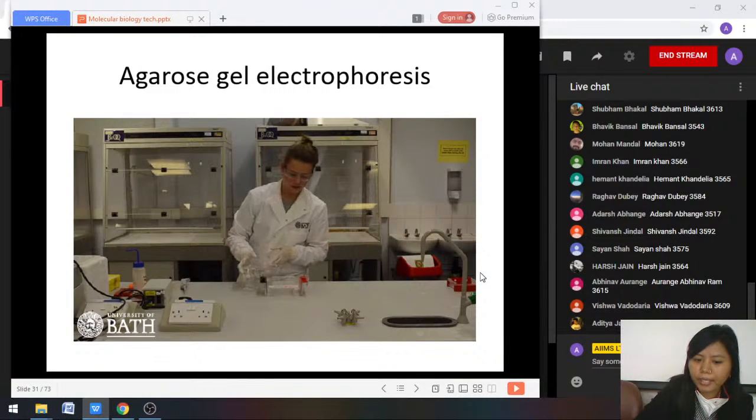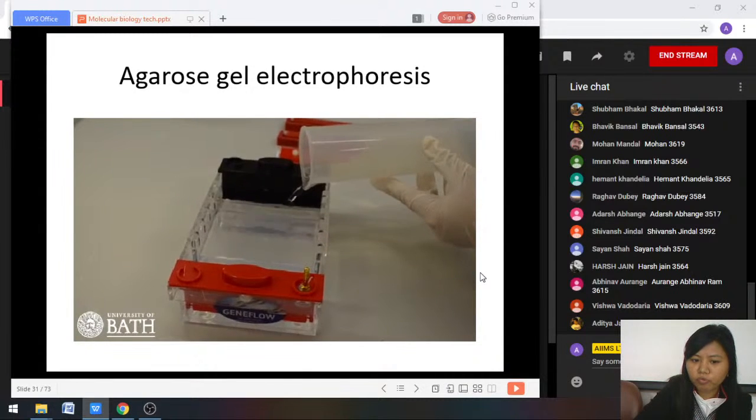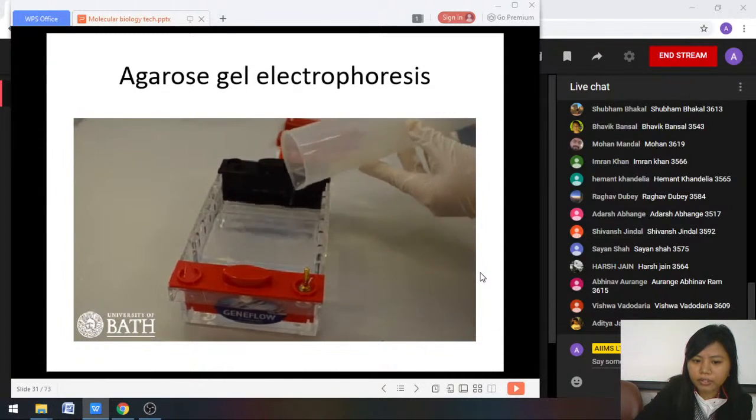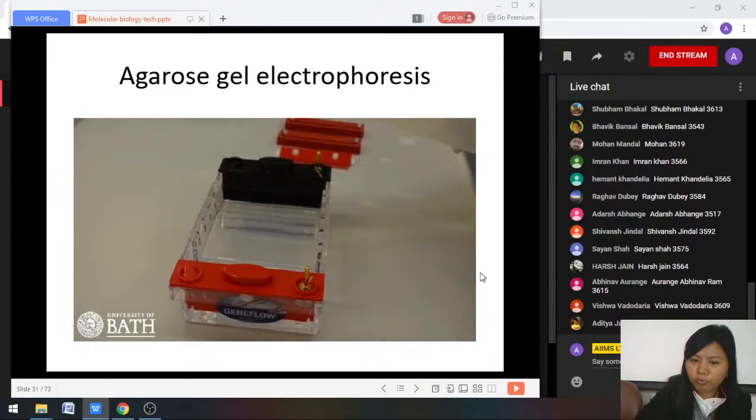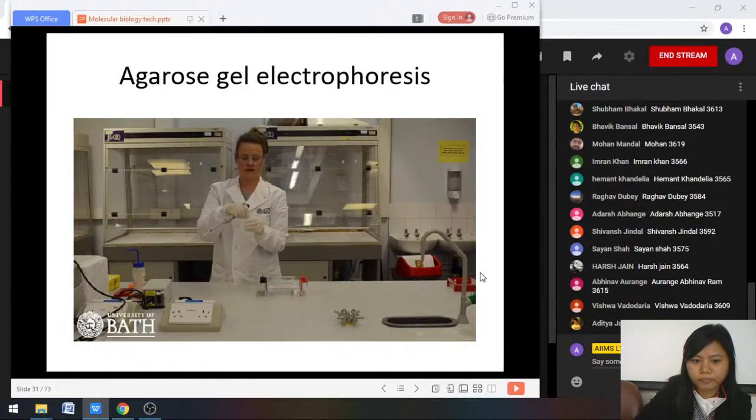More buffer needs to be added. As we just said, an ionic environment is needed for movement of electrical charge, and it will help the DNA to move through the gel easily.